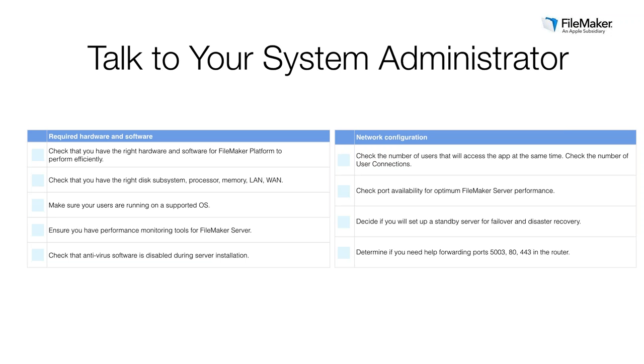And then finally, down here under the network configuration, this very last item: determine if you need help forwarding ports 5003, 80, 443 in the router. This is important if you anticipate needing to access your system from outside your office. Most people find this ability especially useful, being able to go from Starbucks and connect right to your system. Having your information available and ready to use no matter what the time and the place is really huge. So keep that one in mind. Talk to your system administrator about that one, and they'll be able to help you with it.